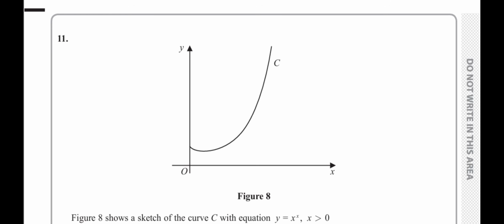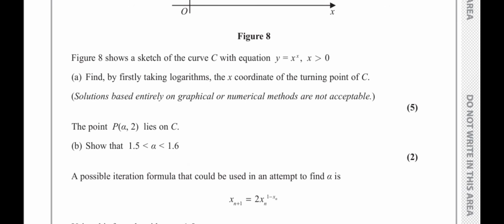Question 11. Figure 8 shows a sketch of the curve C with equation y equals x to the power of x, where x is greater than 0. Find, by firstly taking logarithms, the x coordinate of the turning point of C. This is too easy a question for 5 marks. What we need to do here is use the concept that at a turning point dy by dx equals 0. So we will differentiate y equals x to the power of x, set it equal to 0 and solve for x.